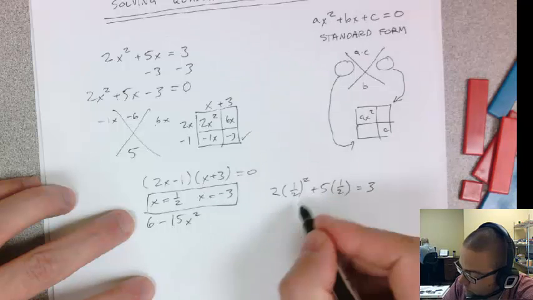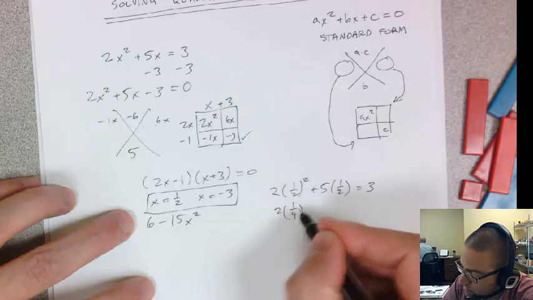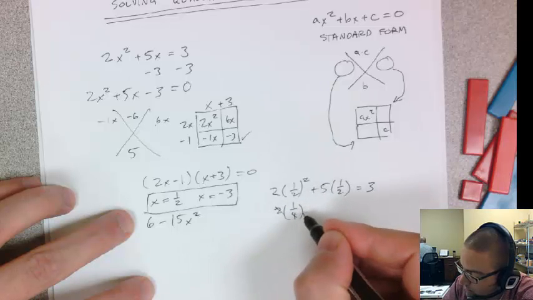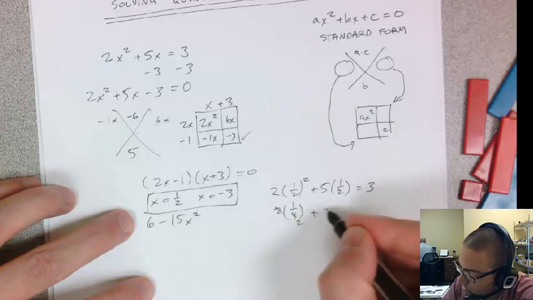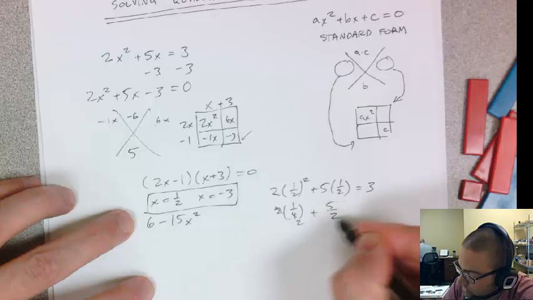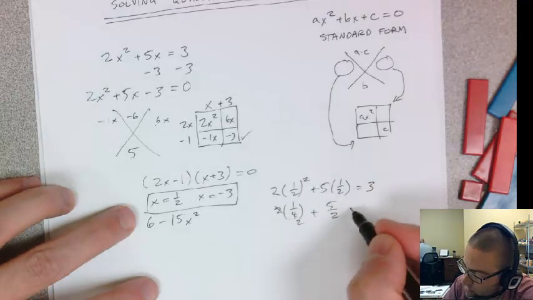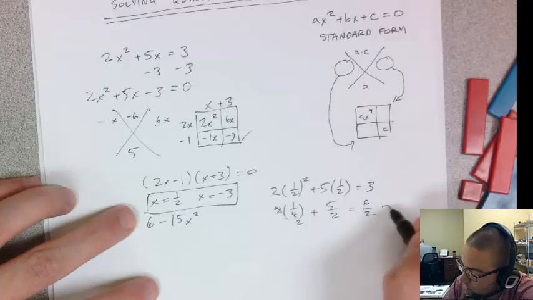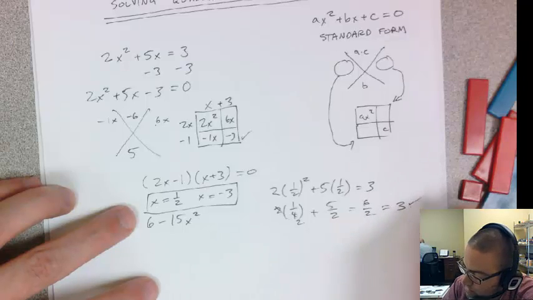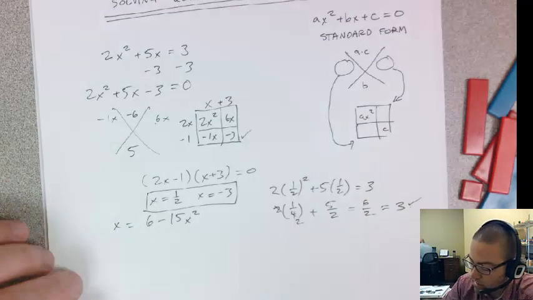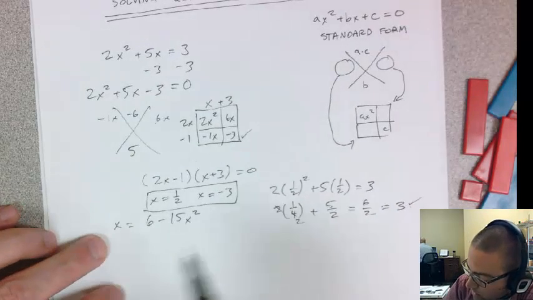So 1/2 squared is 1/4 times 2 would be 1/2 plus 5/2. So 1/2 plus 5/2 is 6/2, which is equal to 3. So that does check out. Okay, and I could check -3 as well, but I'll leave that up to you.